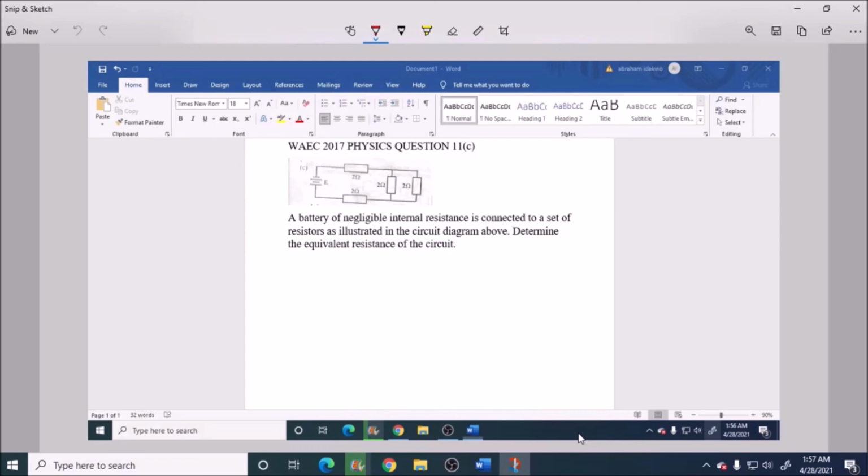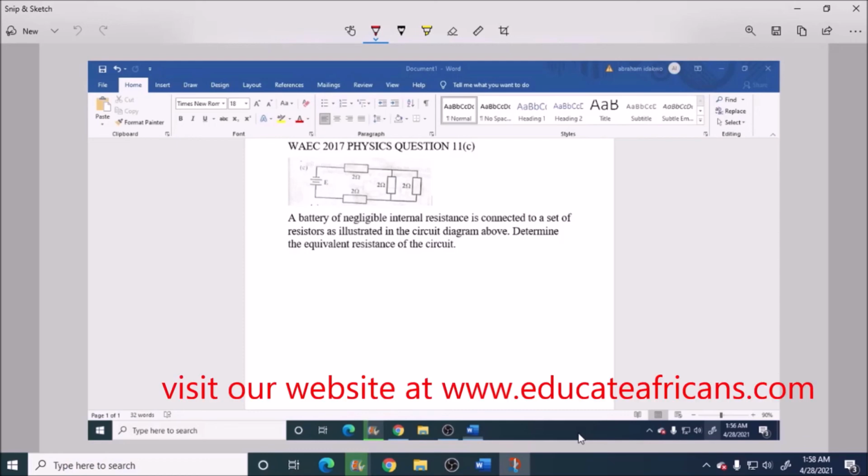Now from the diagram, the question says a battery of negligible internal resistance is connected to a set of resistors as illustrated in the circuit diagram above. Determine the equivalent resistance of the circuit. Now as you can see from the diagram, the first two resistors, there are two resistors that are connected in parallel. So let's calculate for the two resistors that are first of all in parallel.